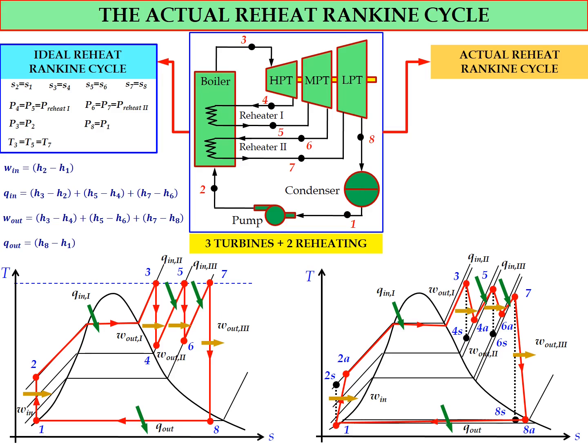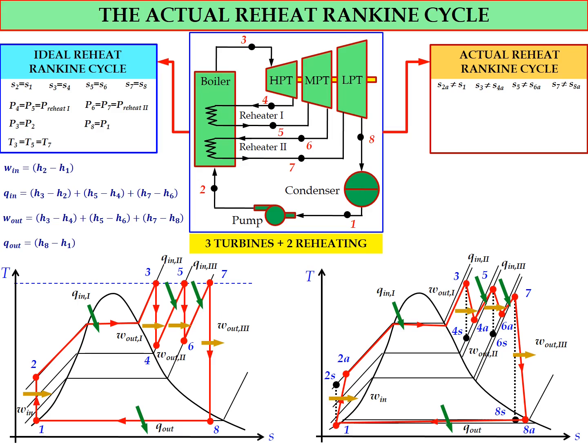In terms of state or phase for each state, normally state number 1 can be saturated liquid, and for the actual one it will normally be compressed liquid. For state 2A, for sure the state will be compressed liquid. The rest of the explanation in terms of phase is similar to the TS diagram for the ideal reheat Rankine cycle. So we need to check the phase for each state in the actual reheat Rankine cycle.